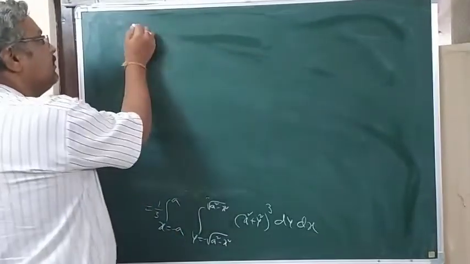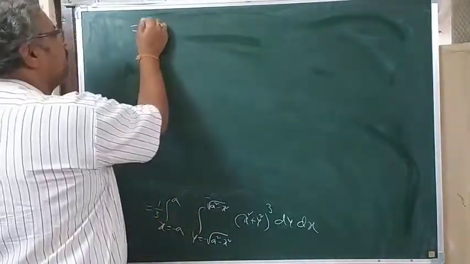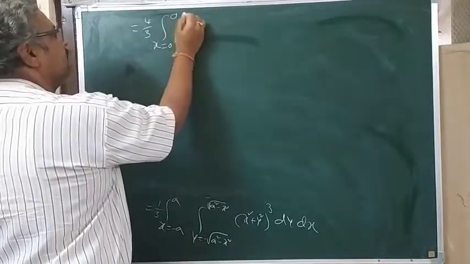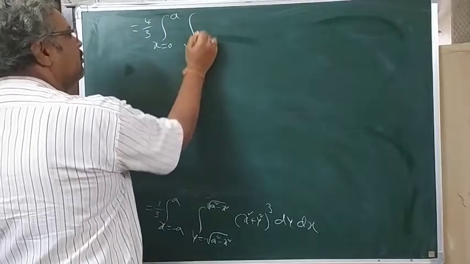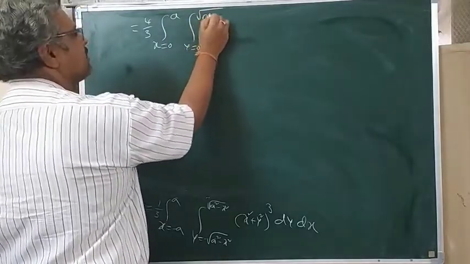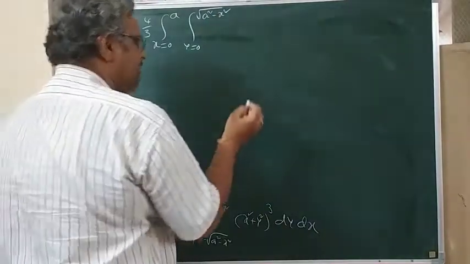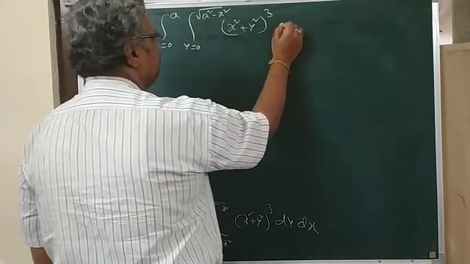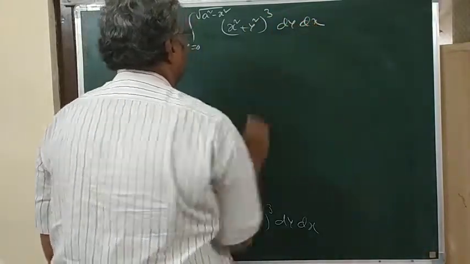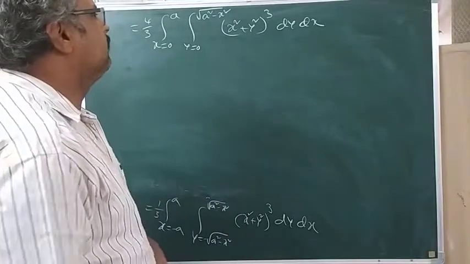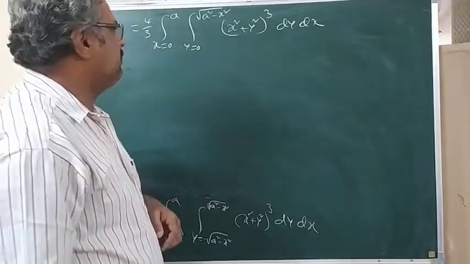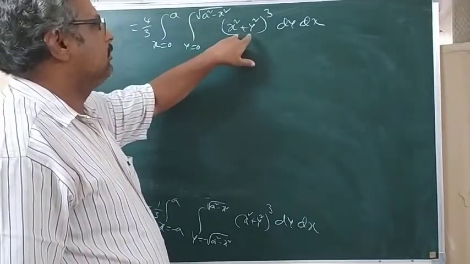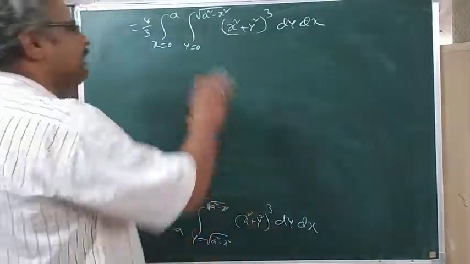Okay, now this is 2 times 4 by 3 times the integral, x is 0 to a, y is 0 to root over a square minus x square, (x square plus y square) whole square, whole cube, dy dx. Now integrating with respect to y.